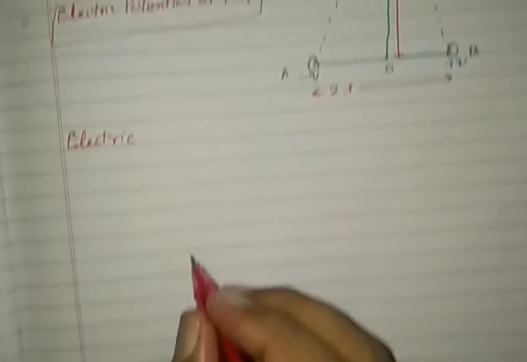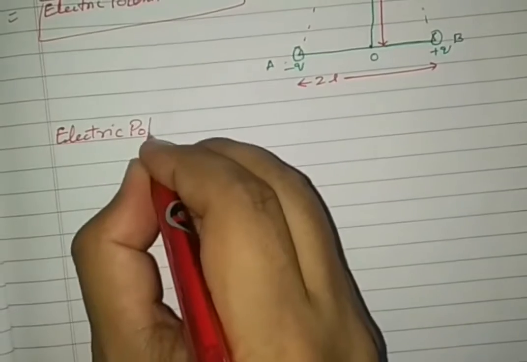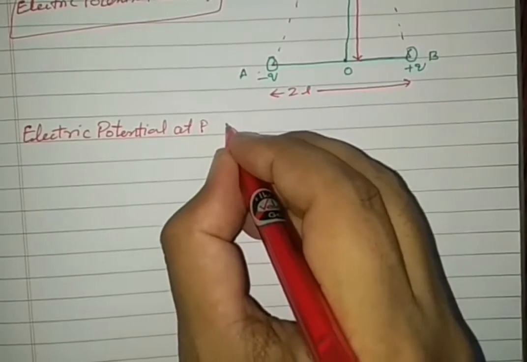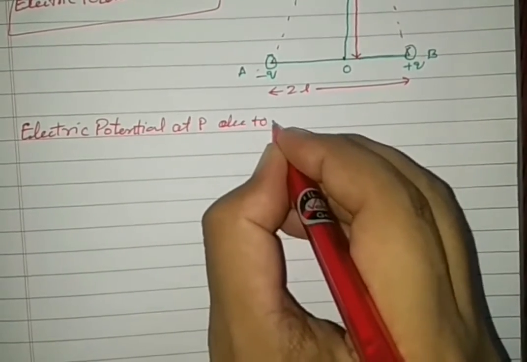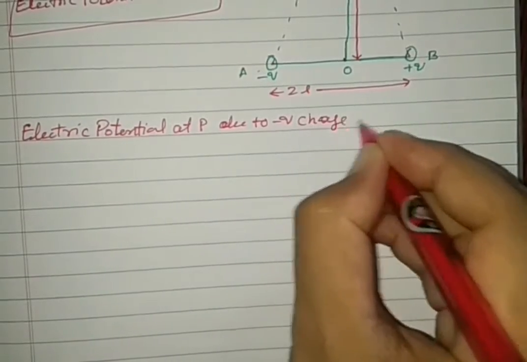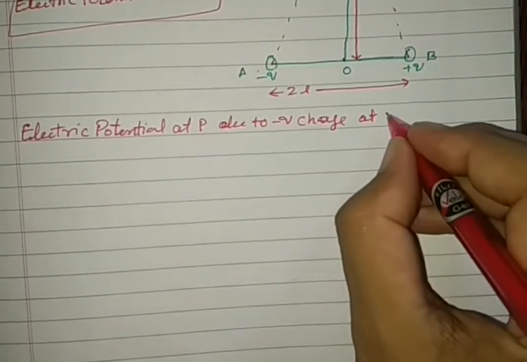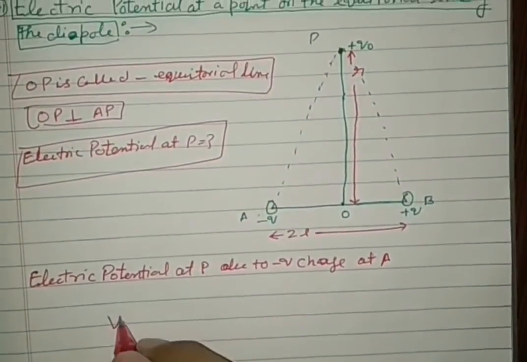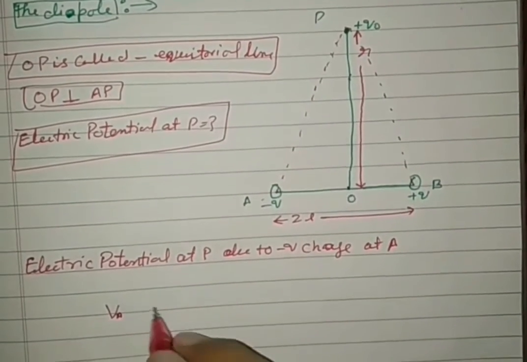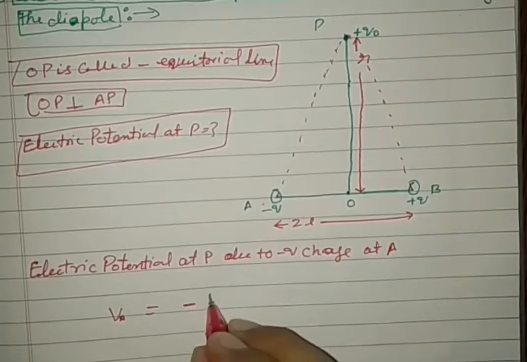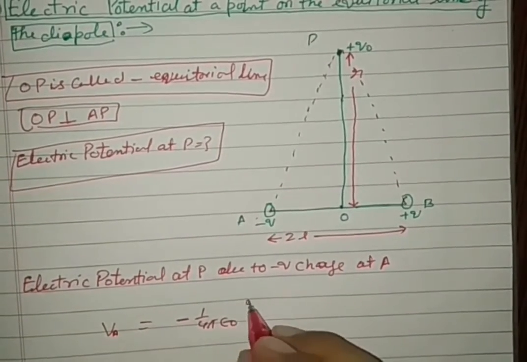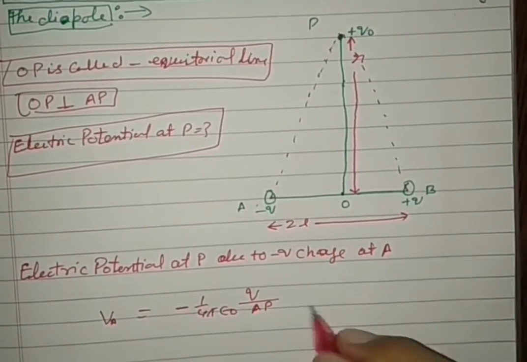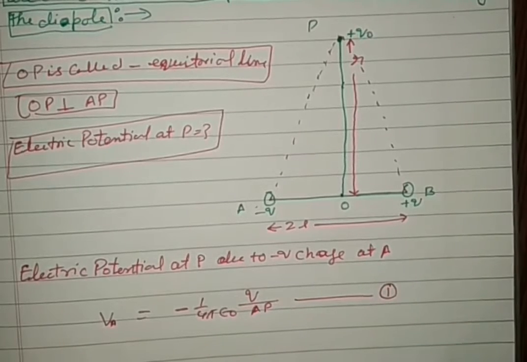First of all, we are going to see the electric potential at P due to the minus Q charge at A. See what the electric potential is here. This potential is VA. It is due to a negative charge, so VA is equal to minus 1 upon 4 pi epsilon 0 times Q by this distance, AP. I am going to represent it by equation number 1.